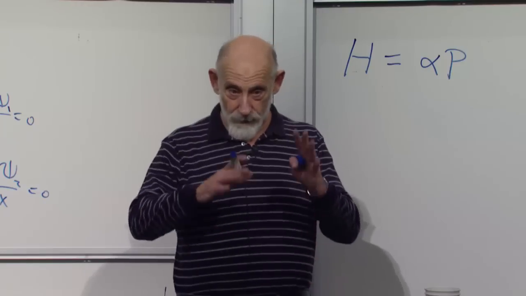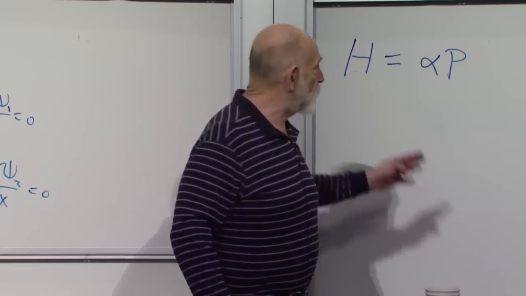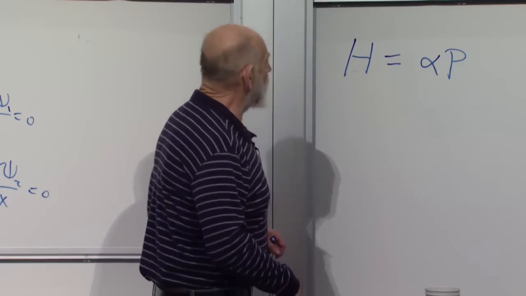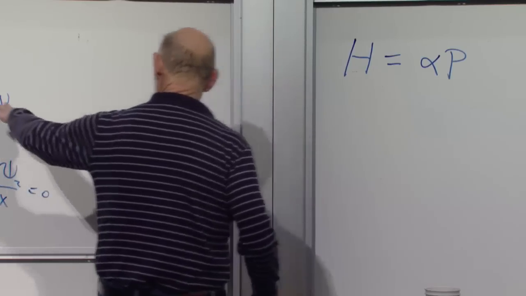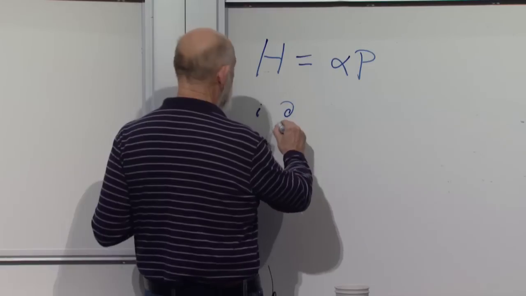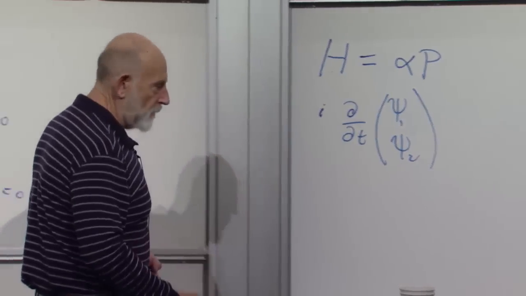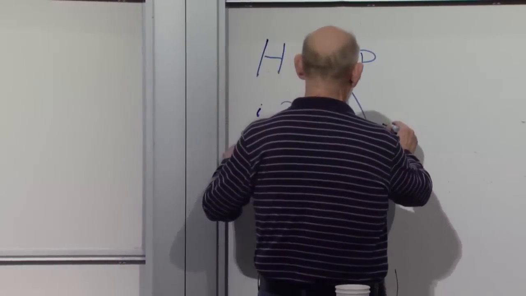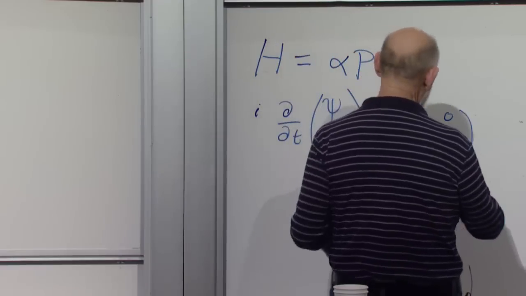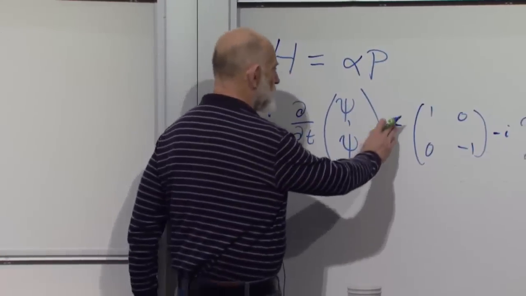So it puts together into a single structure a particle with a degree of freedom, which is its position, and another degree of freedom, which is its alpha. It puts it together and says H is equal to alpha P. This now becomes an equation. You can write it in a number of ways. Here is one way of writing it. But we can also write it as i d by dt of psi 1, psi 2, a two-component column vector, is equal to alpha, which is the matrix 1, minus 1, 0, 0, times minus i d psi by dx. Let's put the minus i over here.